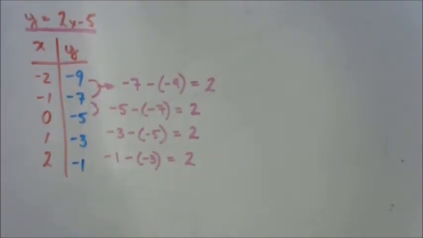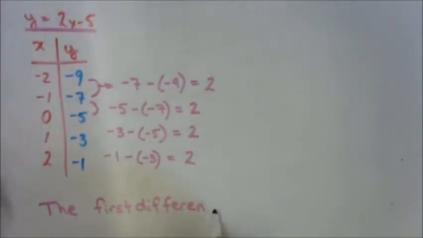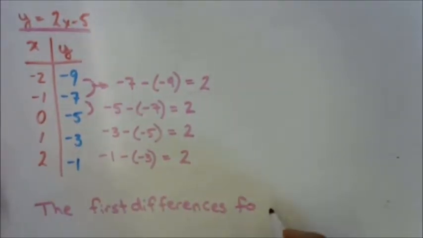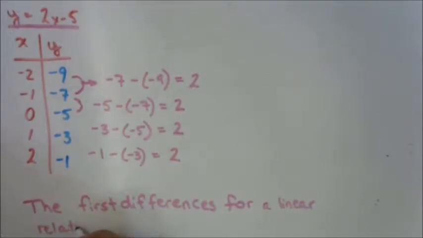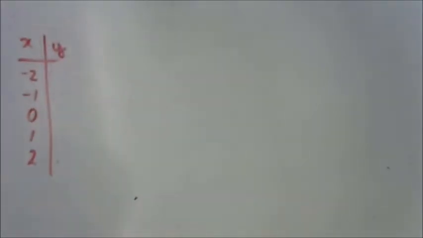So you have a question down there at the bottom. What is true about the first differences for a linear relation? The first differences for a linear relation are constant. We're going to leave the second chart on investigation B for you to do on your own.